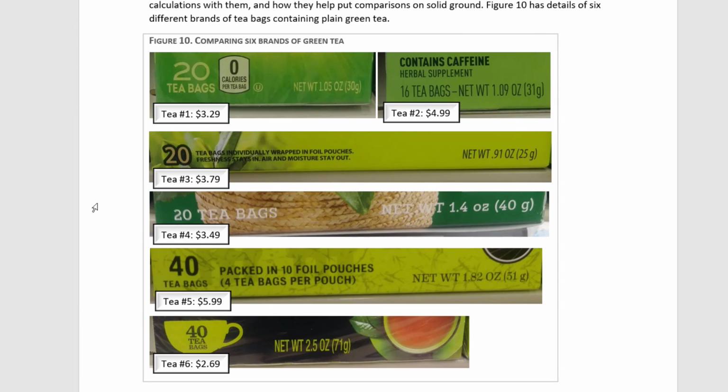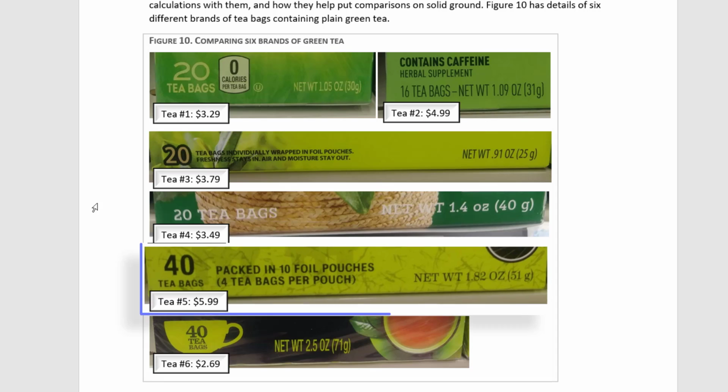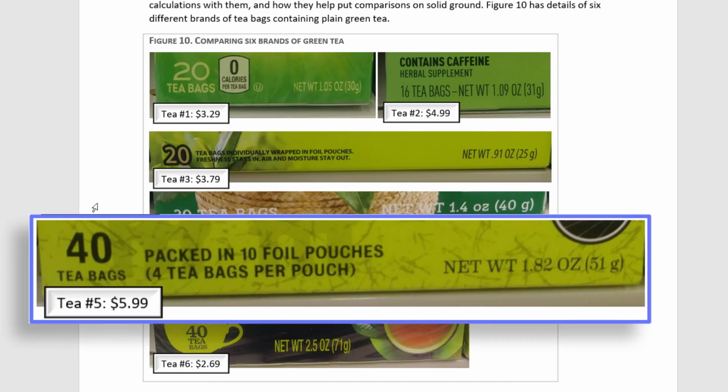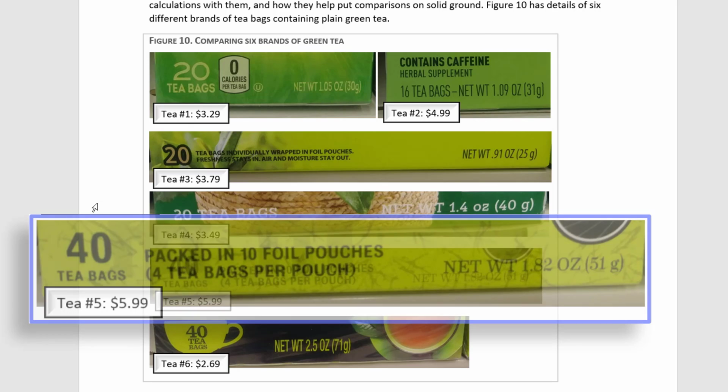Figure 10 has details of 6 different brands of tea bags containing plain green tea. So 6 different products, number 1 through number 6. And what we can see on the parts of the packaging that is showing is the number of tea bags per box, the net weights in both ounces and grams, and the price. So for example, tea number 5 costs $5.99. In that box, you get 40 tea bags. The net weight of the tea is 1.82 ounces, which is the same thing as 51 grams.